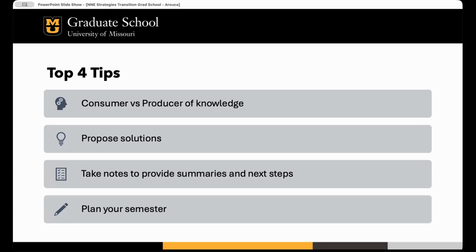Whether you're in a master's program or a professional program or a doctoral program, you've gotten the foundation in your undergraduate.